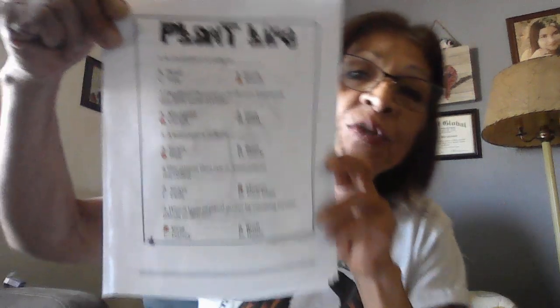So plant life, this was the last page in our assignment. Question number 1, a small plant is called a petal, tree, trunk, or shrub. Well, we know that a petal is only one part of a flower. We know that a tree is a big plant. We know that a trunk is part of a big plant. And a shrub is usually a small bush or a plant. So I chose shrub.